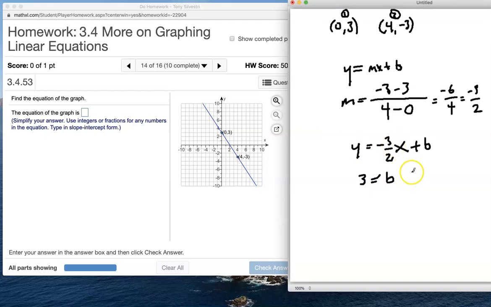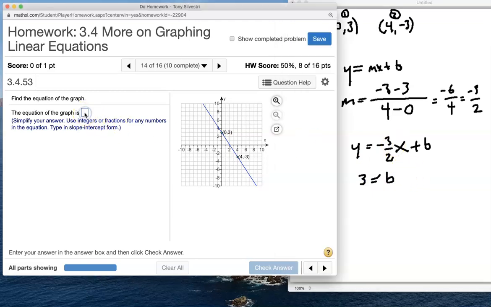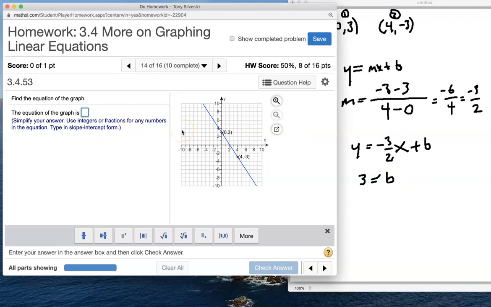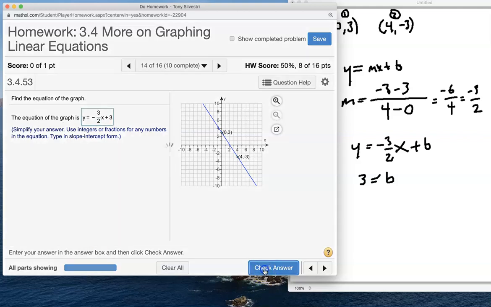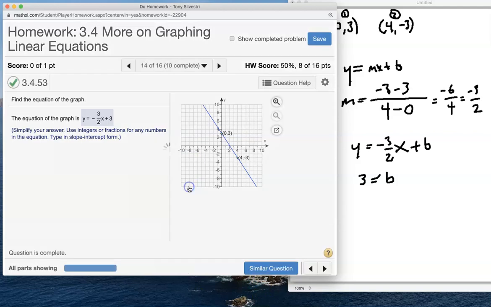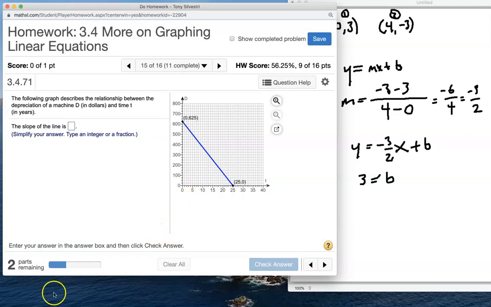So let me put the answer right in here. I'm going to say y equals negative 3/2 x plus 3. Check your answer. Yes. Okay, we'll stop the video here and we'll continue with the second video. Take care. Bye.